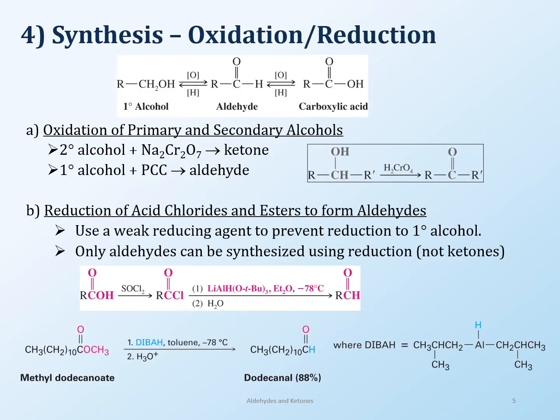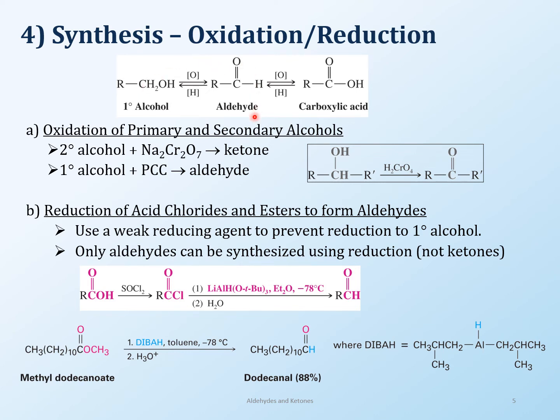You can also synthesize aldehydes and ketones using oxidation reduction. Here is the scheme that we usually talk about in oxidation reduction. You've seen this before in alcohols. You can take a primary alcohol and oxidize it to an aldehyde and all the way to a carboxylic acid. That is what you have done so far. You can also take a carboxylic acid and reduce it all the way to an alcohol. That is what you have done so far.